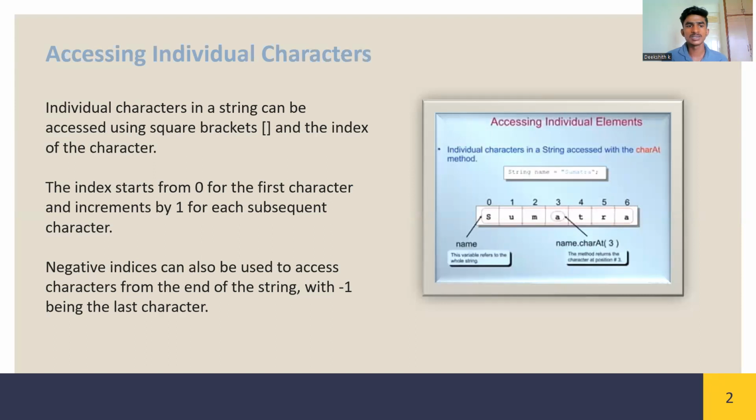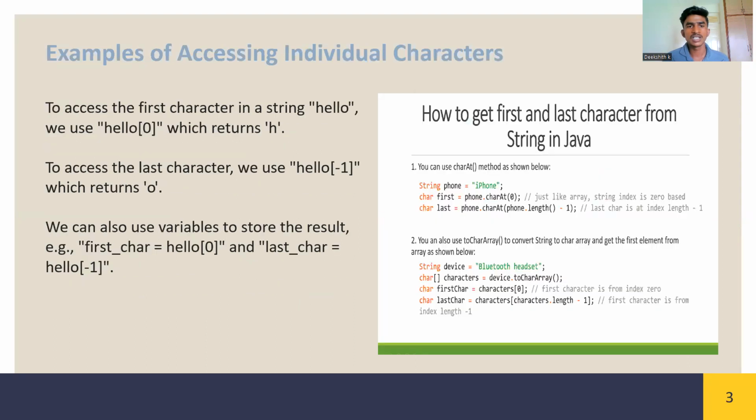Accessing individual characters. Individual characters in a string can be accessed using square brackets and the index of a character. The index starts from 0 for the first character and is incremented by 1 for each subsequent character. Negative indexes can also be used to access characters from the end of a string, with -1 being the last character. Example of accessing individual characters.